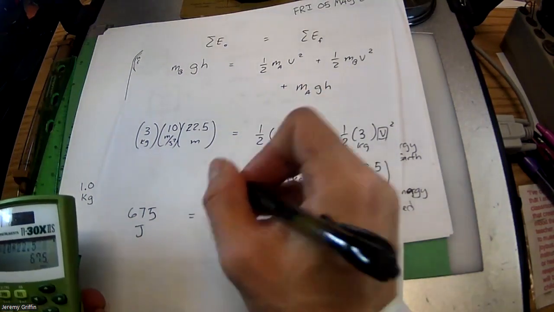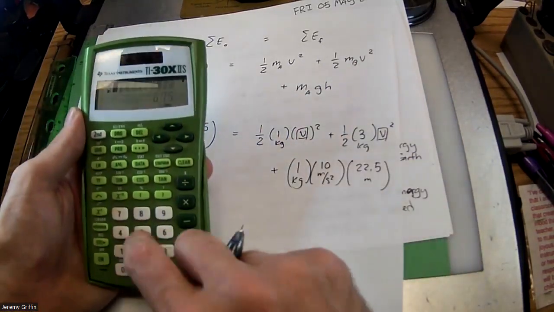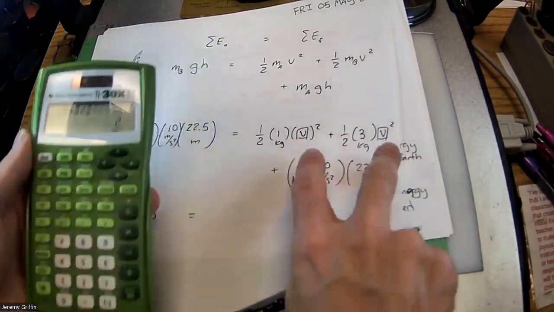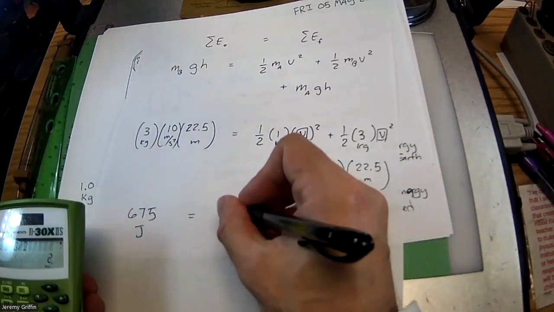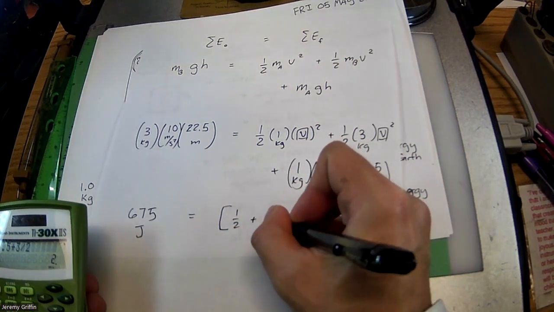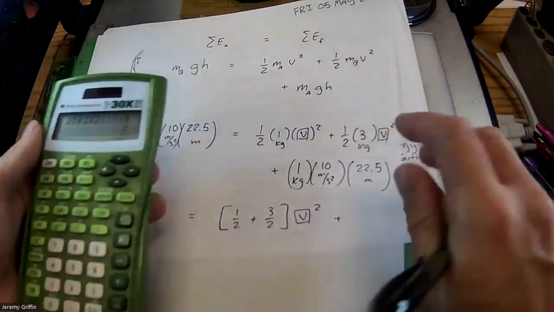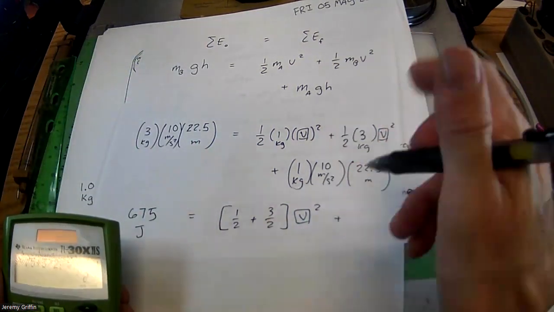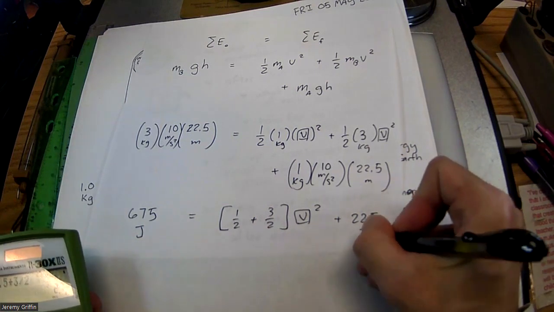Is equal to 1/2 V squared plus 3/2 V squared. What's 1/2 plus 3/2? So I can combine these two terms and just call it 2V squared. Maybe I'll throw in an extra step here: 1/2 plus 3/2 of V squared. And then plus 10 times 22.5 times 1. We've got 225 joules here.